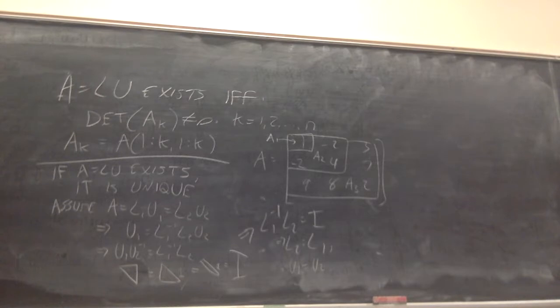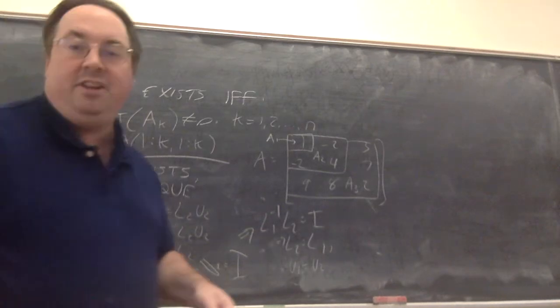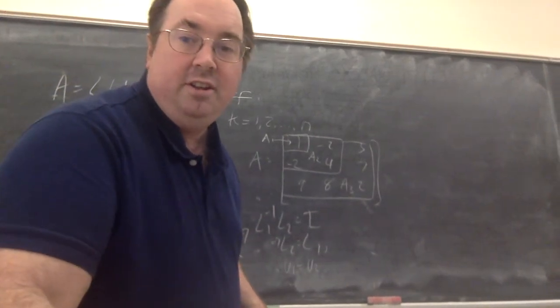Okay, so any questions about what happened here with LU? All right, so now that we know it doesn't exist, we know we need row interchanges, but I need to describe the other issue that leads us to have to do row interchanges in the first place.